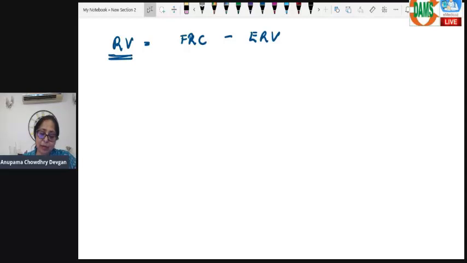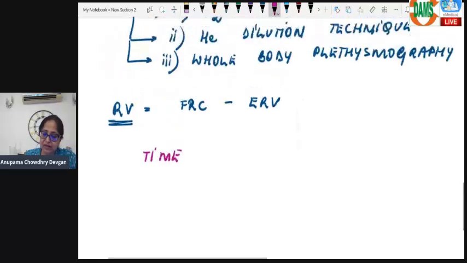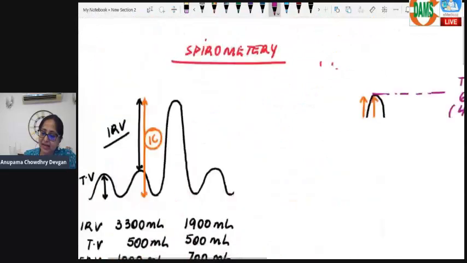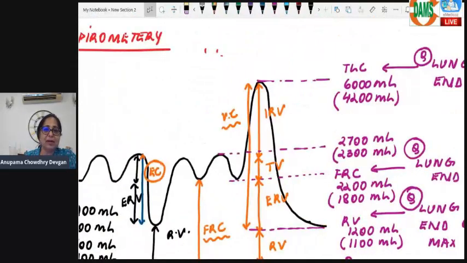Now, the next important point here is, what do you understand by timed vital capacity? Naman, what was 2700, not 27,000, 2700? FRC, that is the lung volume at the end of a normal expiration. If I take a tidal inspiration, the lung volume increases to 2700 ml in the case of males and 2300 ml in the case of females. So it's FRC plus tidal volume. No name for it. This is just FRC plus tidal volume.